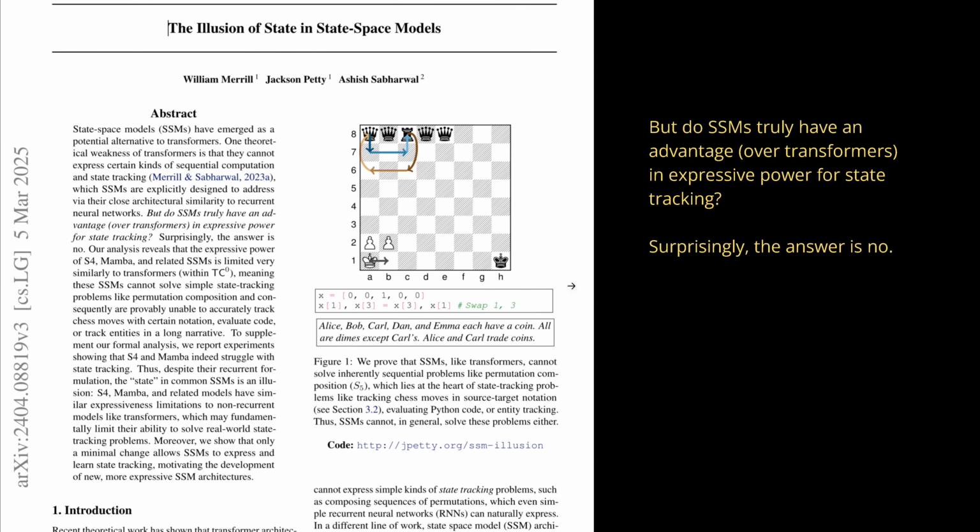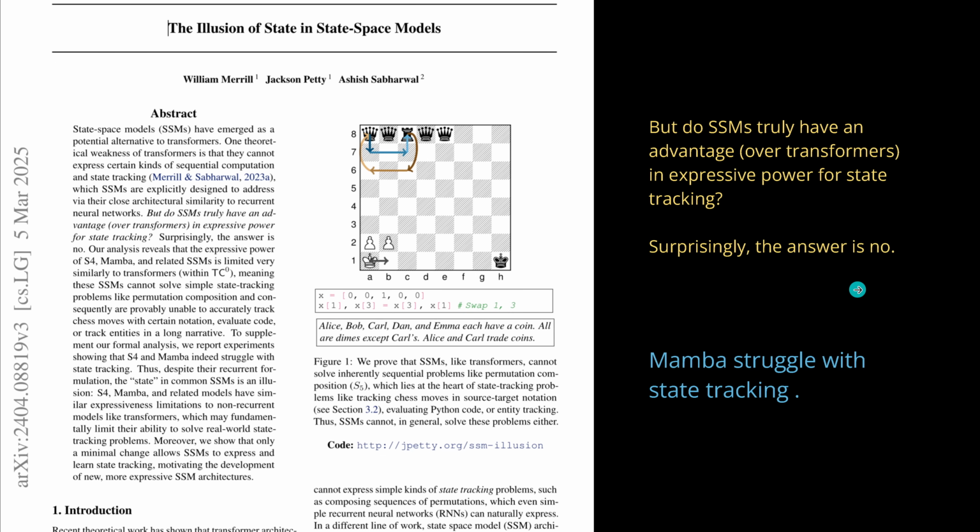And this is beautiful. Now, you do remember this study, the illusion of state in the state space models, in the Mamba model and the S4 models. This is from March 2025. And they answered the question: do state space models truly have an advantage over our autoregressive transformer model in the expressive power for state tracking? For state tracking, please, only. And they found the answer is no. And they even found that Mamba struggles with the state tracking.